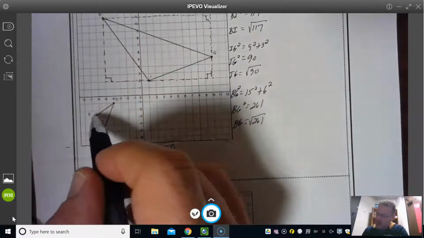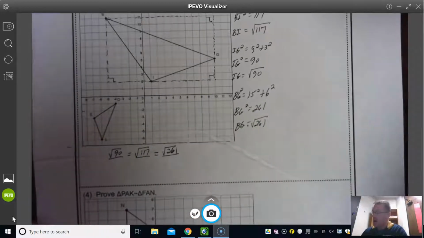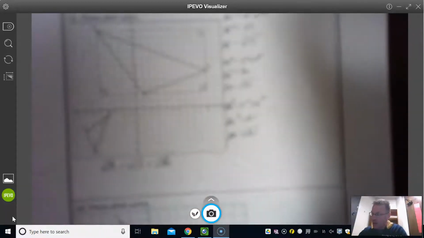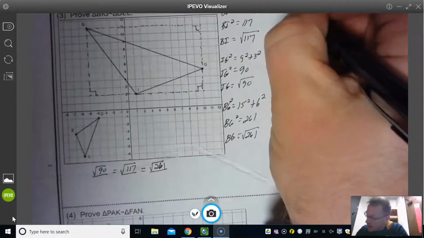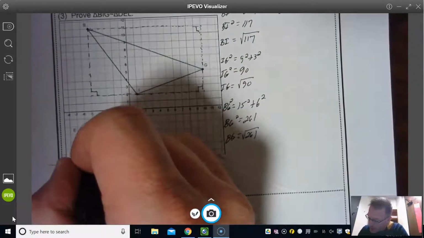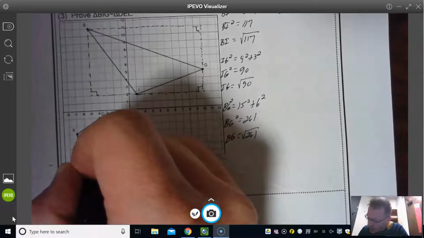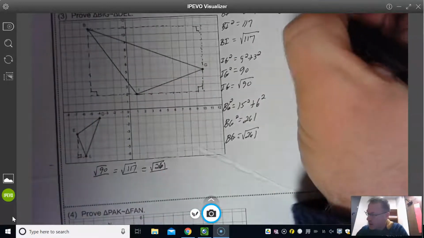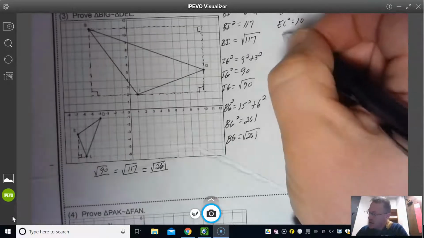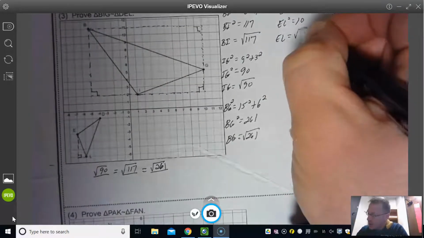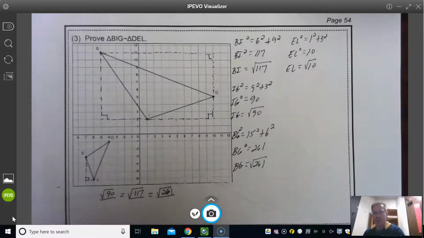All right, so now let's find our three side lengths in our smaller triangle here. I'm going to start with EL right here. EL squared equals 1 squared plus 1, 2, 3 squared, since this is a small triangle. So EL squared is equal to 10, so EL is equal to the square root of 10. I'm sorry if you couldn't see that.